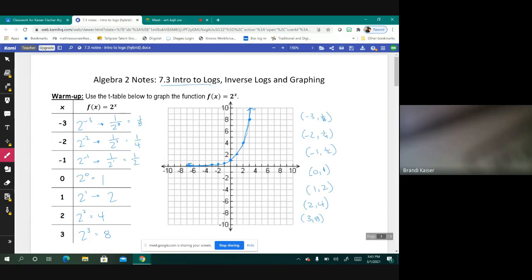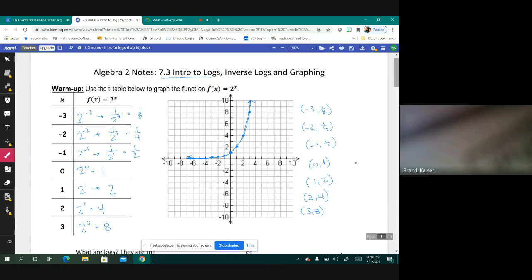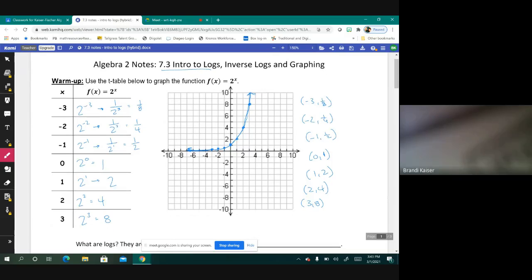Keep in mind, in order to graph an inverse, if I wanted to graph the inverse of this, all I'd have to do is switch these points over here, flip them, plot the new points, and we'd have the inverse function. I'm going to hold off on doing that here for a second because I want to talk about what the inverse of an exponential is.